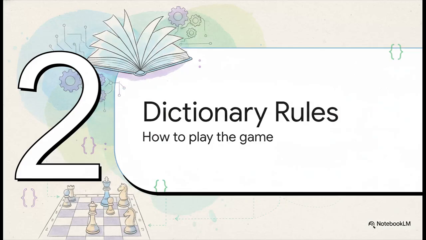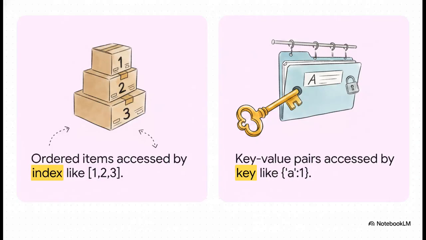Moving on to Section 2, Rules of the Dictionary. So to really get how these rules work, we kind of need to compare dictionaries to another super common structure you might already know, which is the list. A Python list is an ordered collection of items. To find something in a list, you have to know its exact numerical position, its index, right? Like 1, 2, 3. But a dictionary, it throws that whole numerical order concept right out the window. Instead, it uses meaningful labels. So rather than remembering your data is locked away at position number 3, you just ask for it by name. You access it using its unique key, like searching for the letter A to get the number 1.